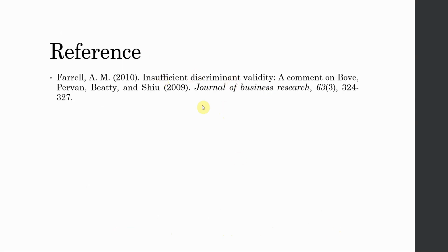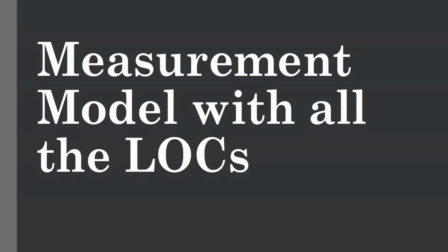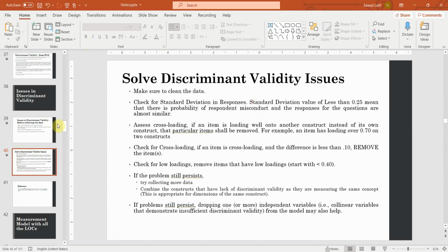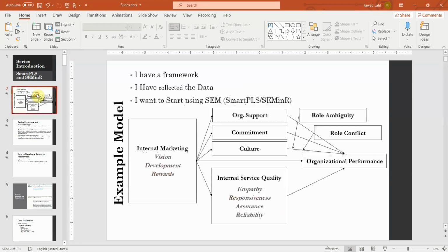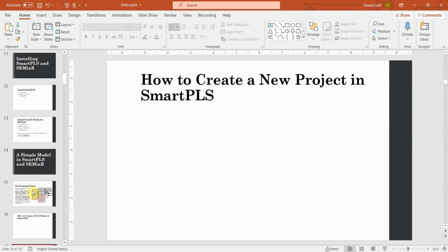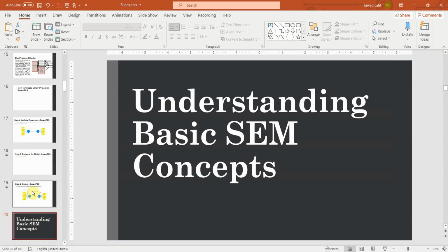This is the reference that can be used to know more about discriminant validity. The link will be shared in the description as well. In the next session, I'm going to use all the LOCs. What do we mean by all the LOCs? This series is focused on assessing this complex model, so all the lower order constructs will be put in the model and assessed all together. For now, we've been doing the conceptualization and trying to study these things in a simple manner. Stay tuned. Thank you very much.